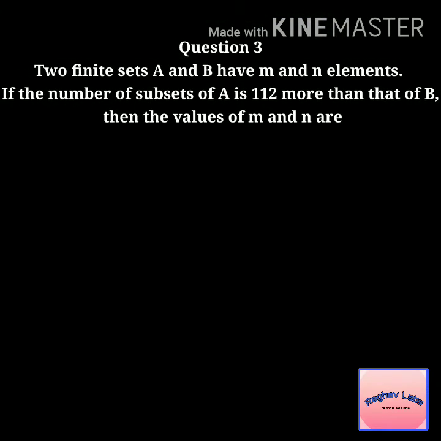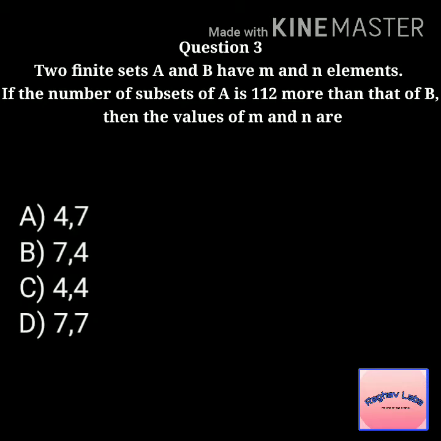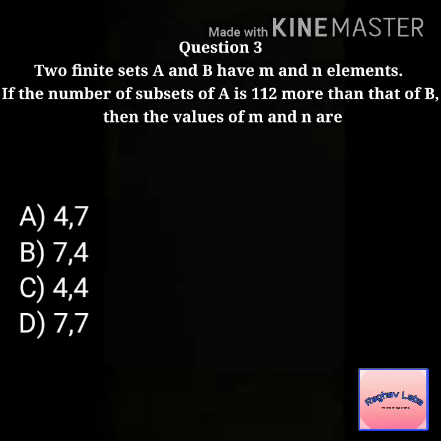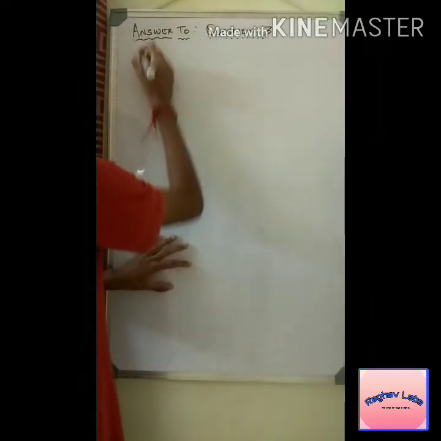So let's move on to the next question. Two finite sets A and B have m and n elements. If the number of subsets of A is 112 more than that of B, the values of m and n are. So now your options: A is equal to 4, 7, B is equal to 7, 4, C is equal to 4, 4, D 7, 7.